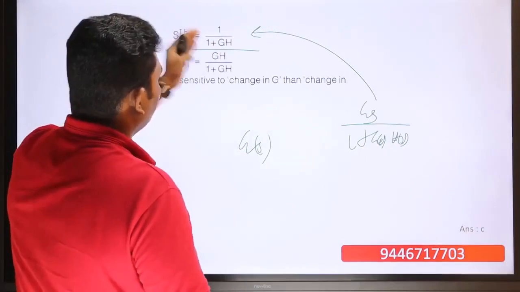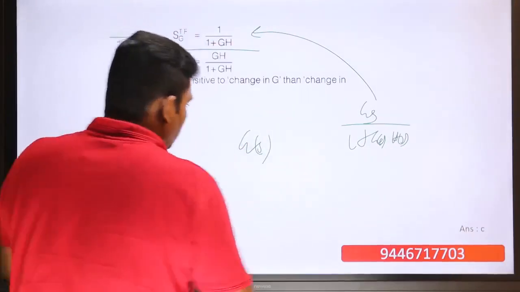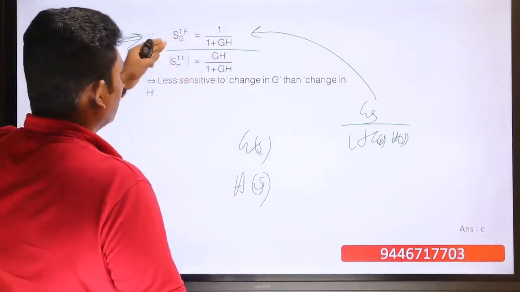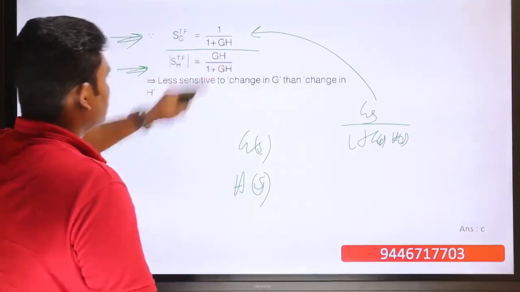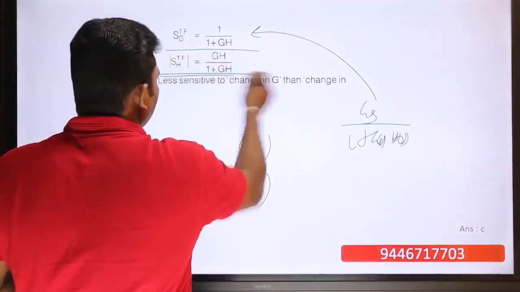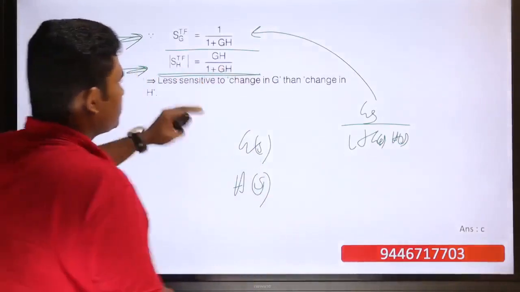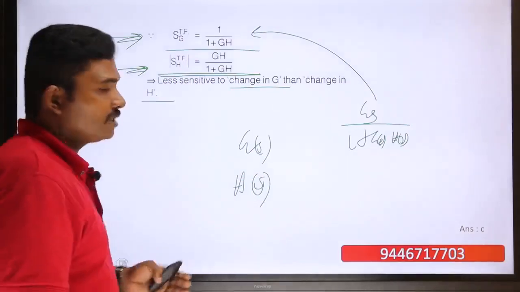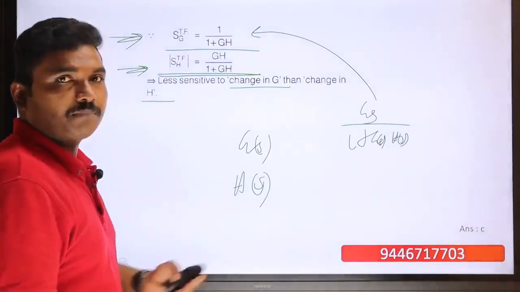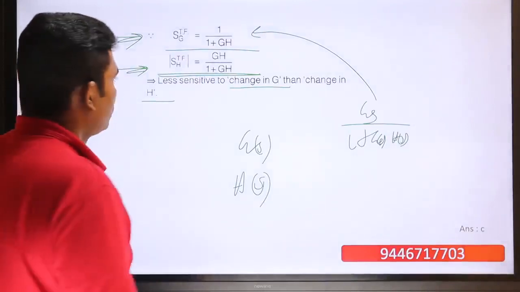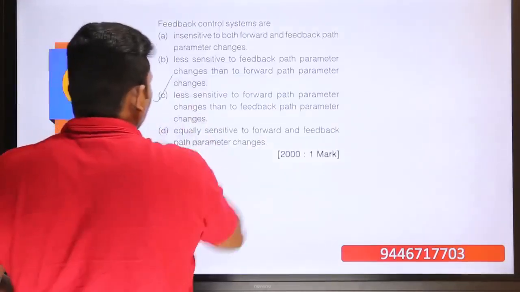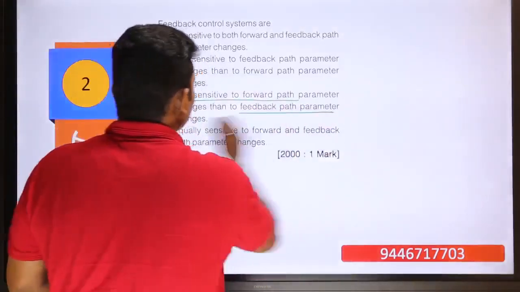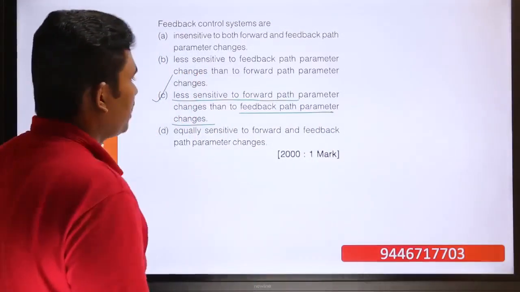So it is 1 divided by 1 plus GH, and if H(s) is the feedback path gain, then the sensitivity of the transfer function with respect to H will be equal to GH divided by 1 plus GH. So it is less sensitive to change in G than change in H. So that means the system is always more sensitive to the feedback path than the forward path. So what will be our answer? Our answer will be less sensitive to forward path, and more sensitive to the feedback path parameter changes. So you will have to study this once again.